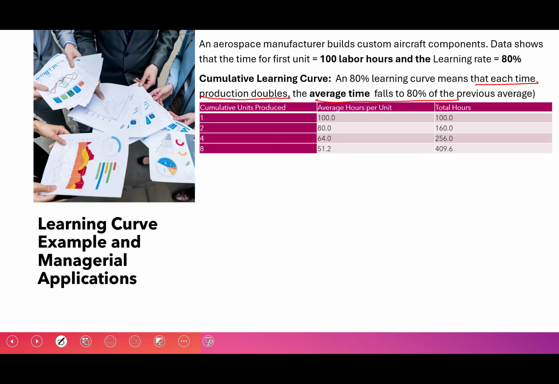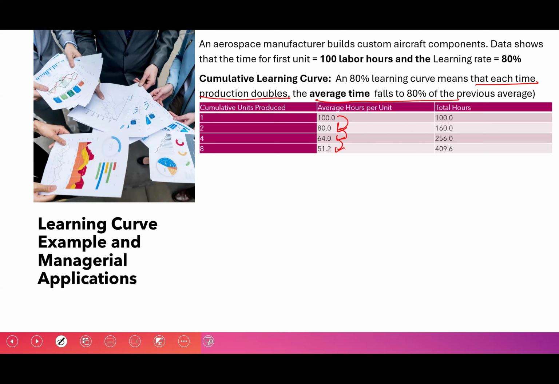Average time is first unit 100 hours, second unit 80% of that on an average, fourth 80% of that, eighth 80% of that. Notice two things. One is that the theory is completely silent on what happens to the third unit, or the fifth, sixth, and seventh unit. It only tells you that as the number of units double, the time taken comes down to 80% of the previous average.